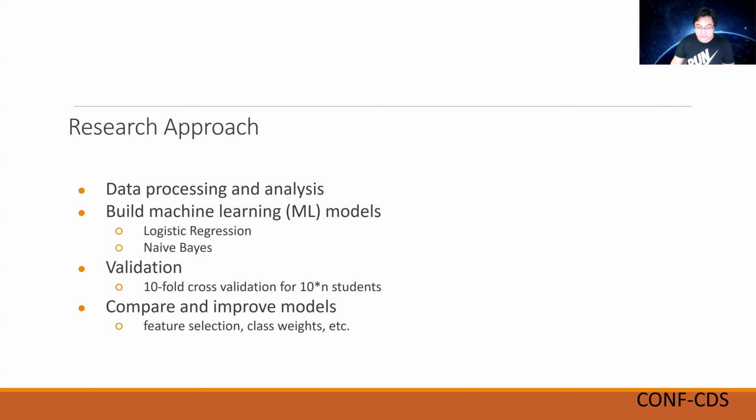Our research approach is first data processing and analysis, and then build the machine learning models, such as the logistic regression and naive Bayes. Both are linear models because we have limited training data. So linear model is more suitable. We use tenfold cross validation based on the students, which means a fold contains 29 students, which guarantees the stability of the accuracy measure. Then we compare the models and choose the better one to first improve it.